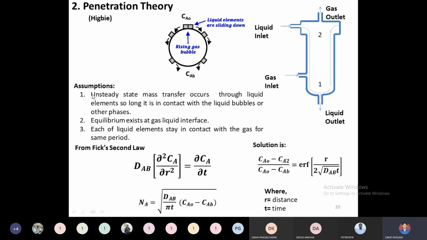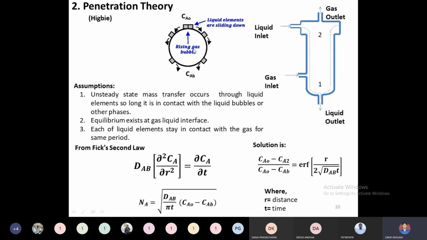So the first assumption is unsteady state operation, which is dependent on time, counter to the film theory, which is applicable for steady state conditions only. The second assumption is that equilibrium exists between the gas and liquid interfaces. The third assumption is that every packet stays in contact with the bubble for the same period of time. So mass transfer takes place from the liquid packet to the bubble, he is saying.